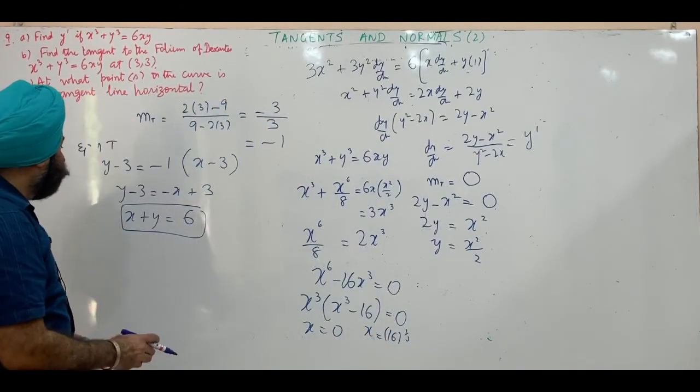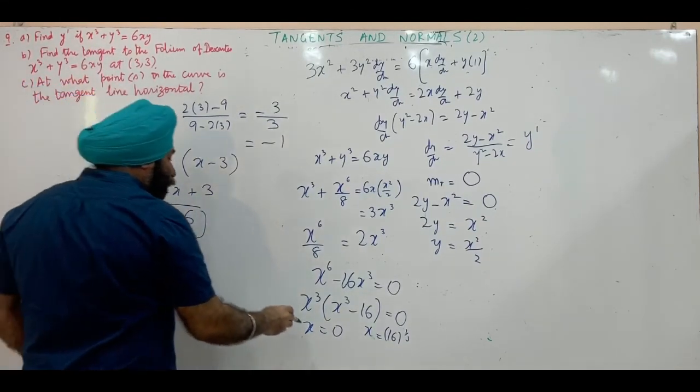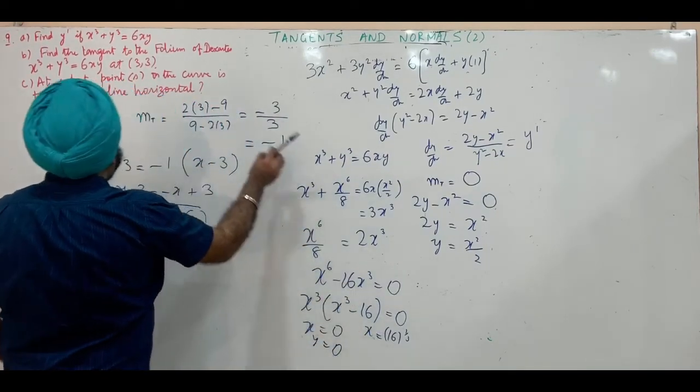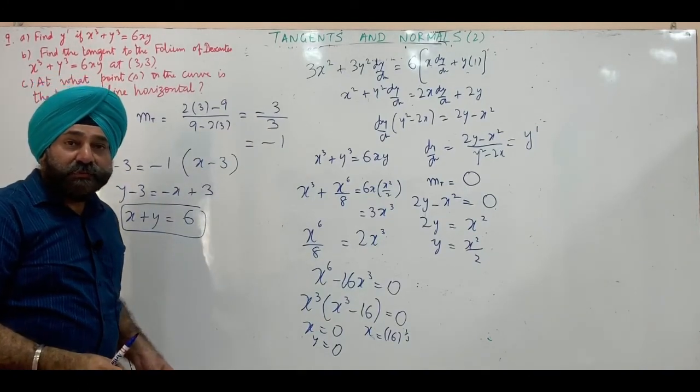Substituting x is 0 in the equation of the curve, we get y is equal to 0. So this is 1 point. Similarly, substituting x is equal to 16 raised to 1 by 3 here, we will get the value of y. That will be the second point.